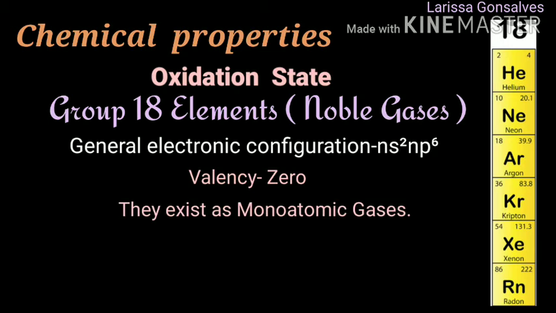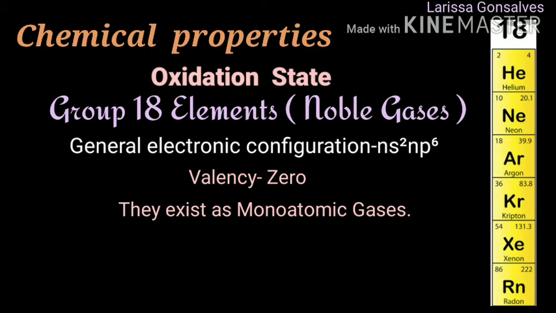Mono means 1. Xenon has a larger atomic size and lower ionization enthalpy when compared to other elements like helium, neon, argon and krypton. And that's the reason xenon exhibits higher oxidation states. The outermost shell of group 18 elements also has vacant d orbitals. The paired electrons which are present in the valence shell can be made unpaired by promoting them to the vacant d orbitals.